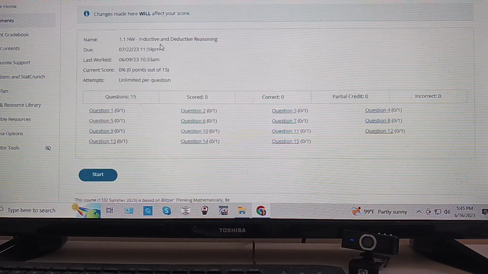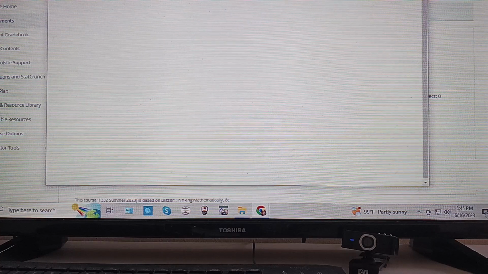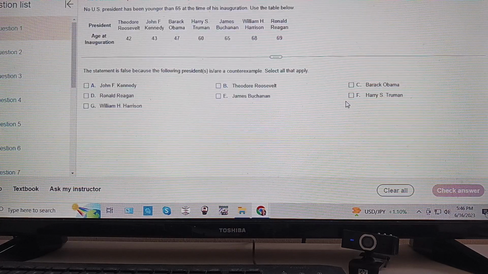So I just clicked on section 1.1. This has 15 questions in it. Loading this now. Okay, so the first idea here is something called a counterexample. And this is a way to prove a statement false.